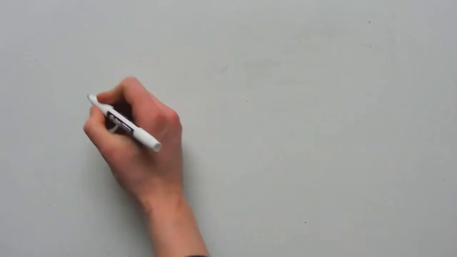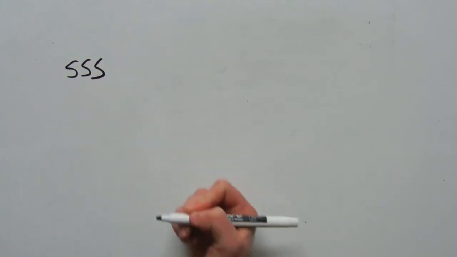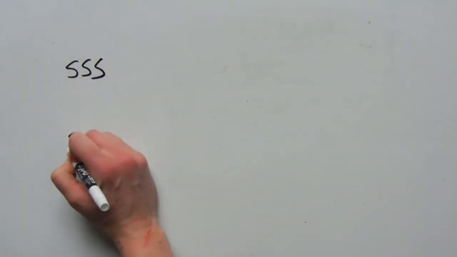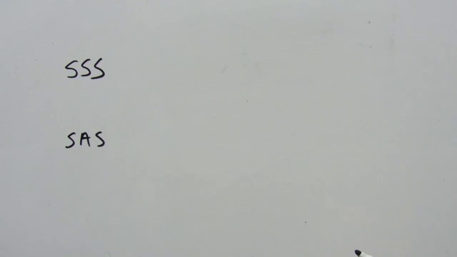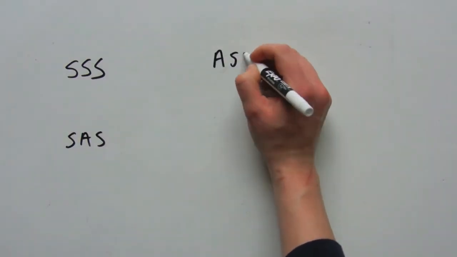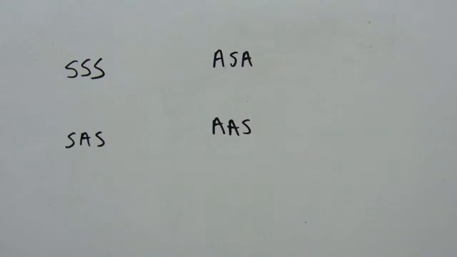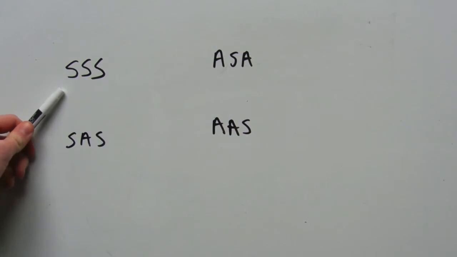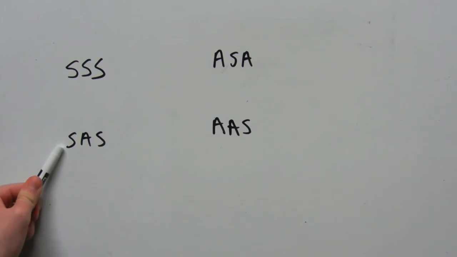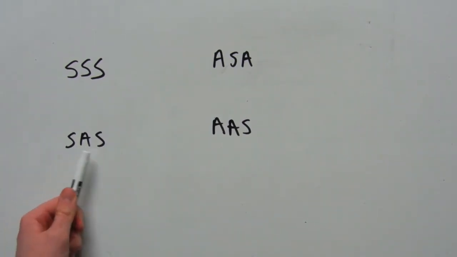So to help us with proving that two triangles are congruent, we have the side-side-side postulate, the side-angle-side postulate, the angle-side-angle postulate, and the angle-angle-side theorem. In the first, we need to know that the three sides of one triangle are congruent to the three sides of another. In this, we have to know that two sides and an included angle are congruent to two sides and an included angle of a second triangle.